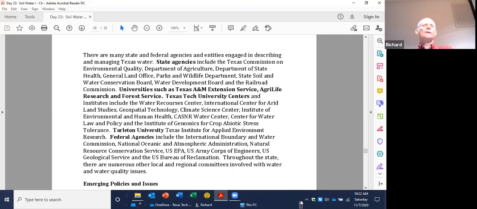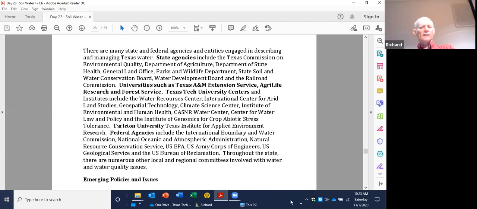The federal agencies include the International Boundary and Water Commission. They're really what happens on the Rio Grande and Lake Amistad. The National Oceanic and Atmospheric Administration, NOAA, the Natural Resources Conservation Service, US EPA that I talked about, US Army Corps of Engineers, United States Geological Survey, and the US Bureau of Reclamation. And then throughout the state, there are numerous regional water commissions and water quality authorities.